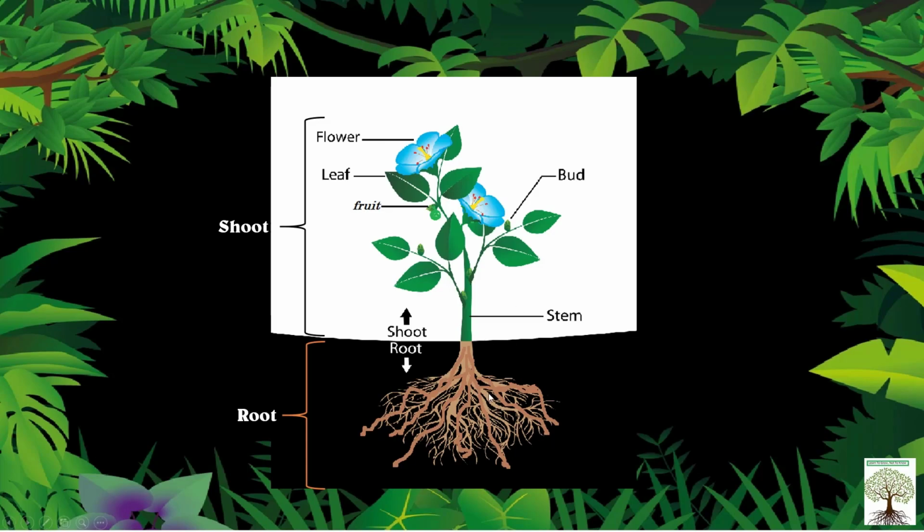See, the root fixes the plants firmly in the soil and also absorbs water and minerals or nutrients which are required by the plant. So the function of root is to absorb water and minerals from the soil, and root also stores food. Okay, so we eat some roots like carrot, beetroot, right? So these are some examples of roots that we eat.